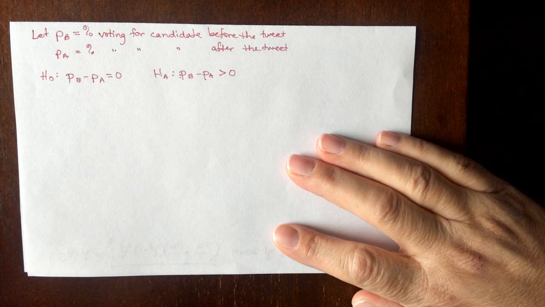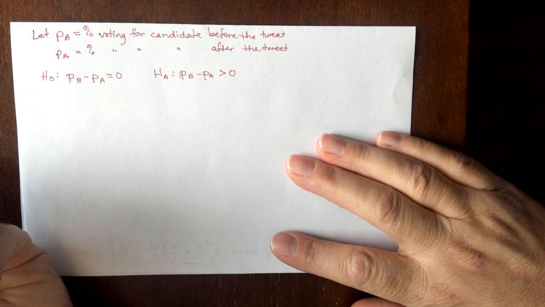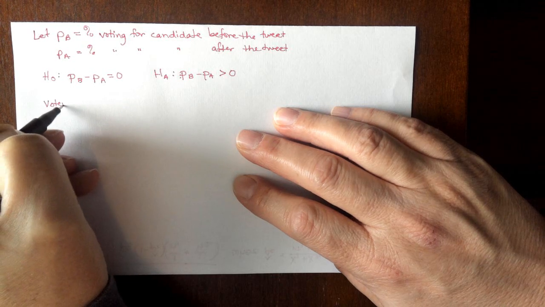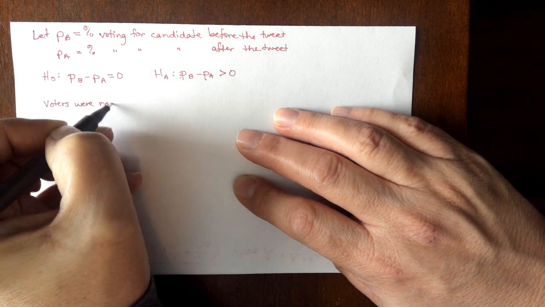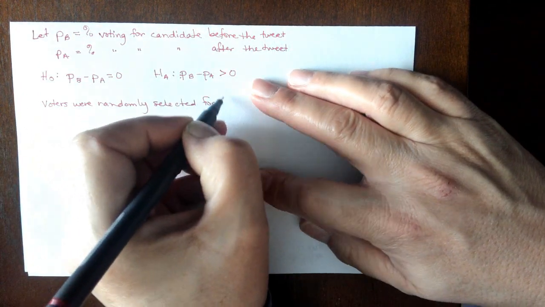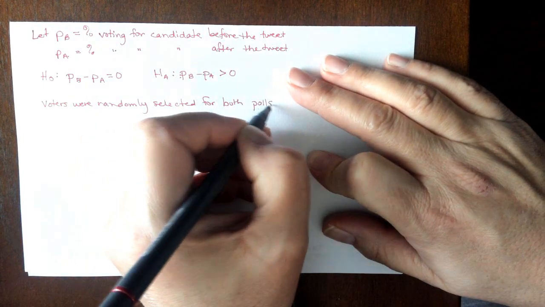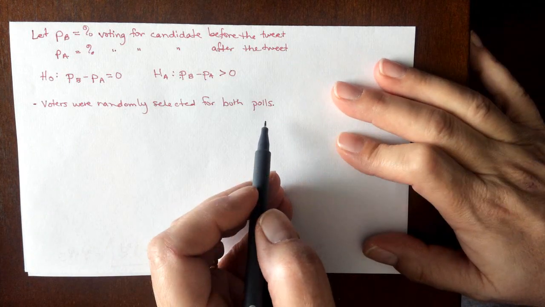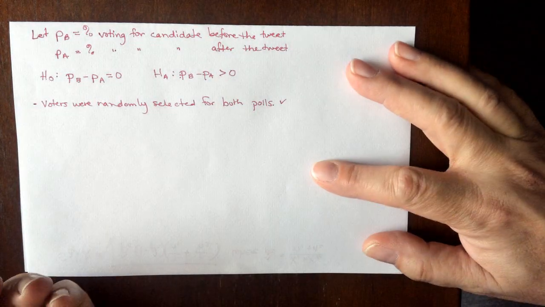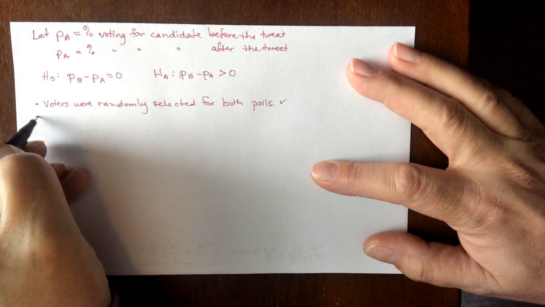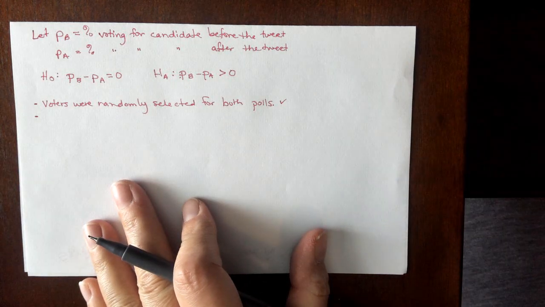Okay, then we check conditions. It said in the problem that the voters were randomly selected. So voters were randomly selected for both polls. We have to check both the before and the after. You can do that in a single sentence if you're clever. You don't have to write two separate sentences, one for before and one for after, unless you're just a glutton for punishment.